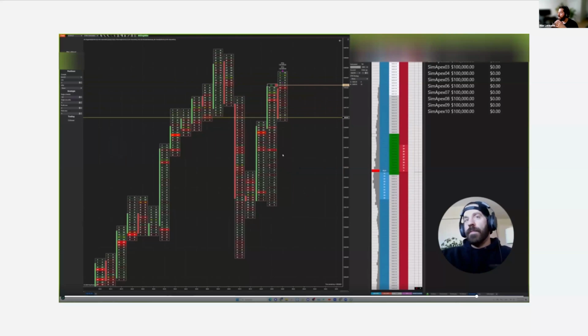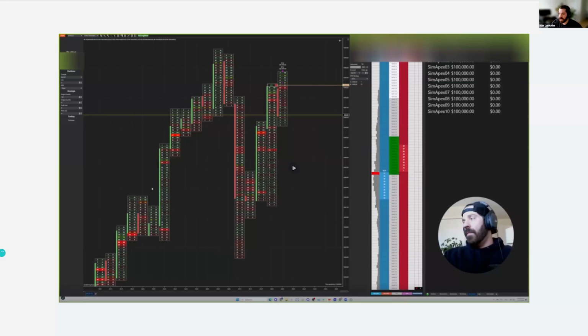Boom. I think I'll let it breathe a bit more. And that's it. You see? Strong rejection at the top here. Give it some room to breathe. And then we did like, I don't know, 15 ticks, right? So this is how it works.